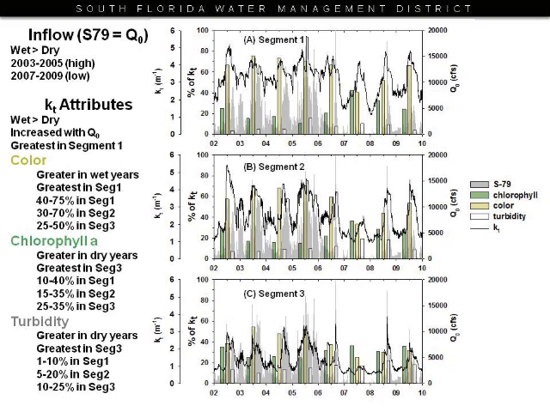And then we have some different percentages of the total composition of the light attenuation coefficient. So color is greatest in the upper estuary in response to freshwater inflow. Chlorophyll a, by contrast, is greater in dry years, has much more of an effect on total light attenuation in the lower estuary. You see upwards near 35% in segment 3. And finally, turbidity is greater in dry years and also greatest in segment 3.